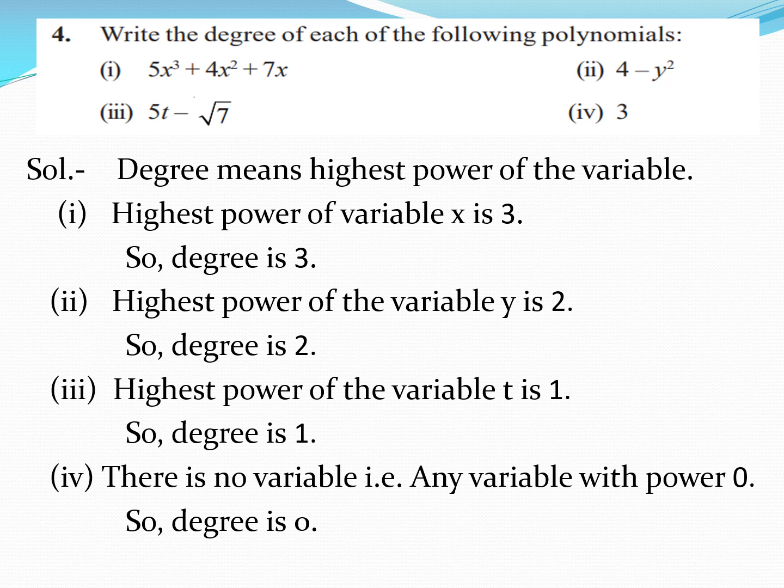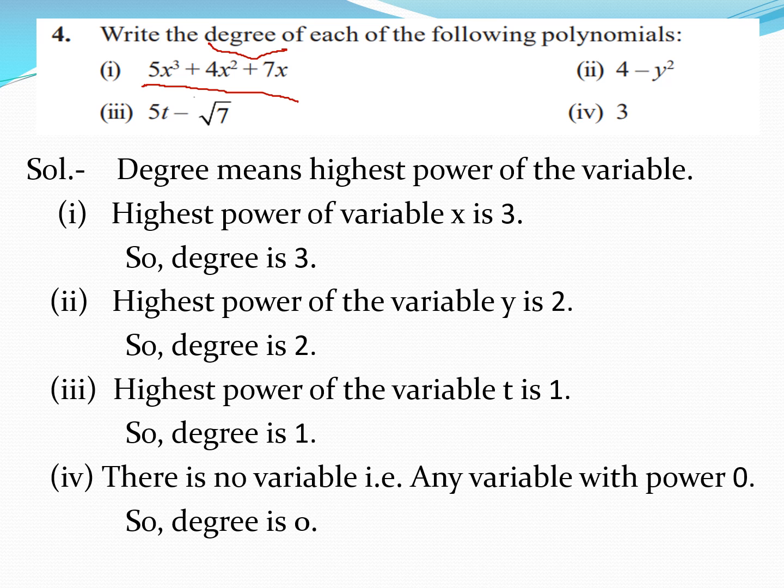Question number 4. Write the degree of each of the following polynomials. First part is 5x cube plus 4x square plus 7x. Now let's again recall what we mean by the degree of a polynomial. Degree of the polynomial means the highest power of the variable.